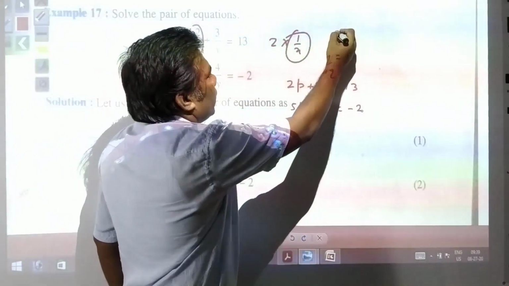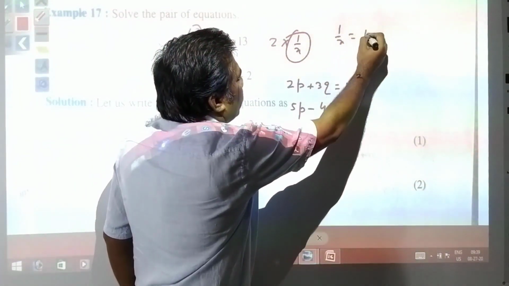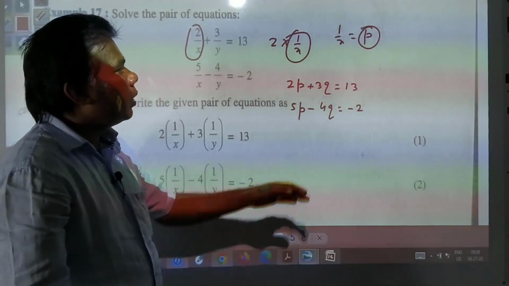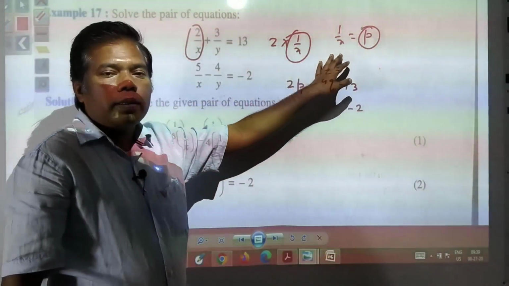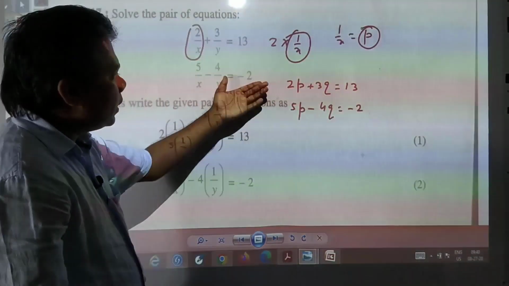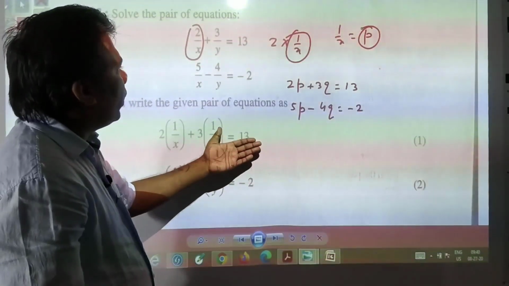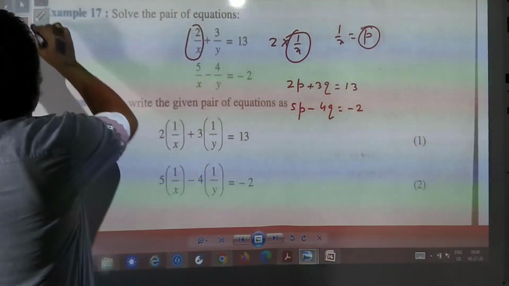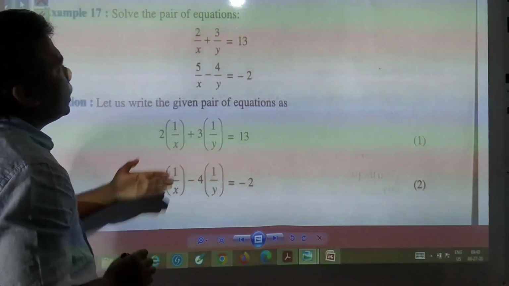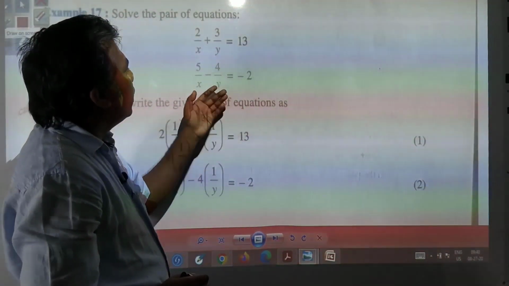So as we have assumed 1 by x is equal to p, here the value is required to be put and we can find out the value of x. This is one way, and this is the easy and best way to solve this type of question. Even if you want to solve this question directly, it can be solved.